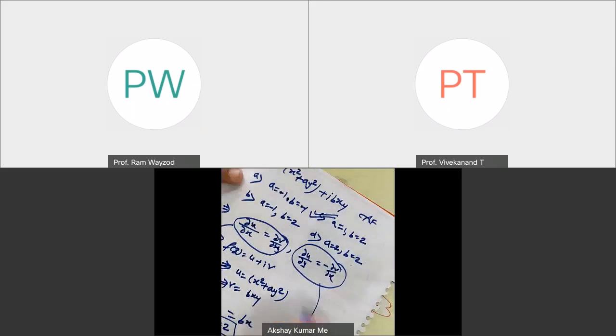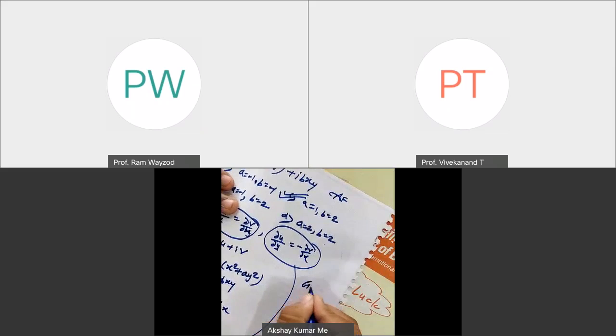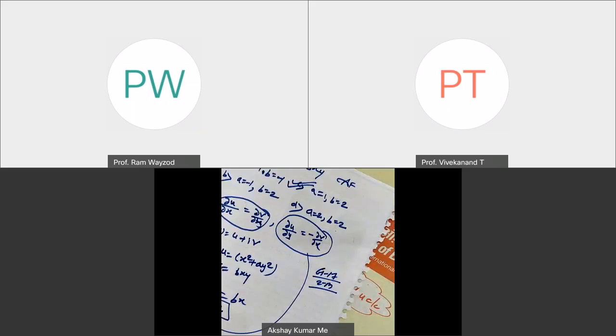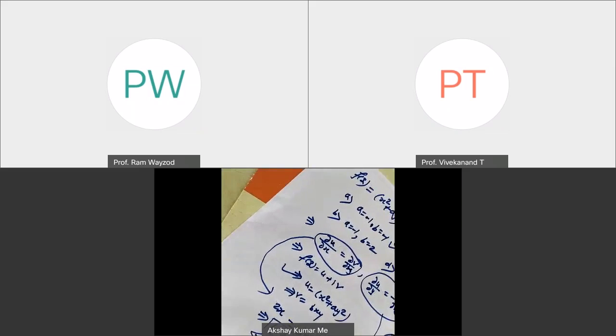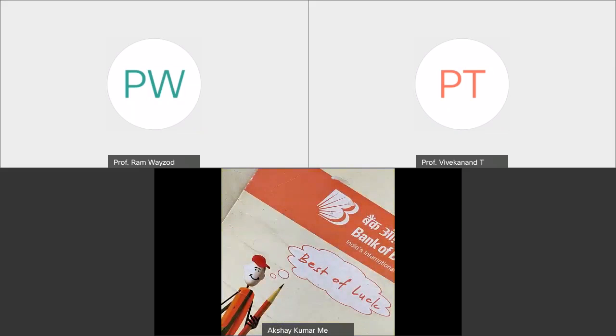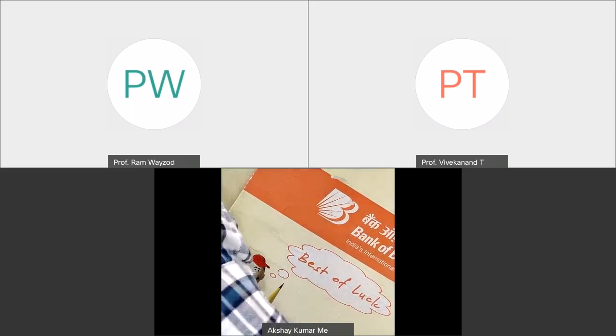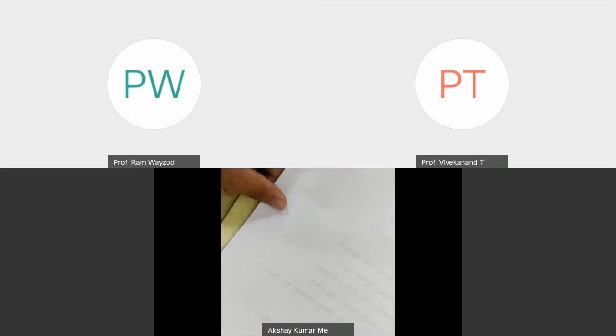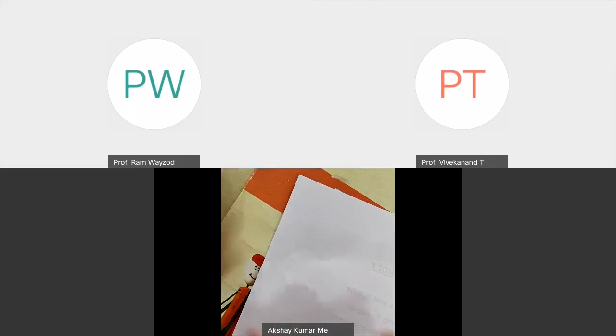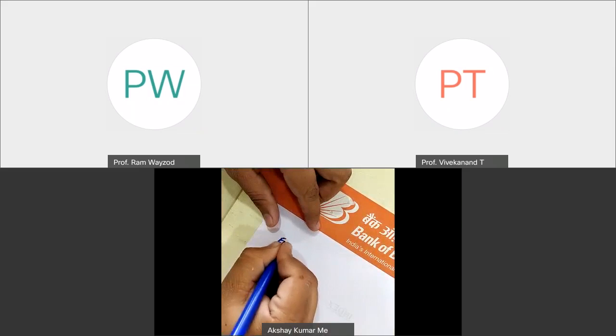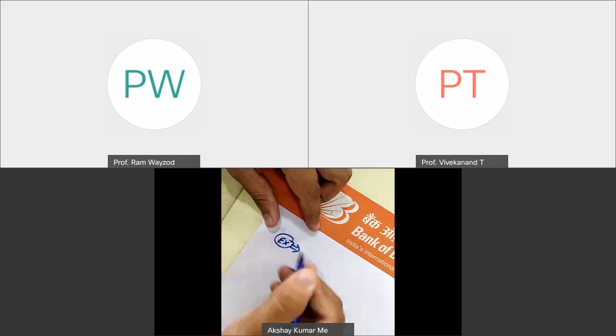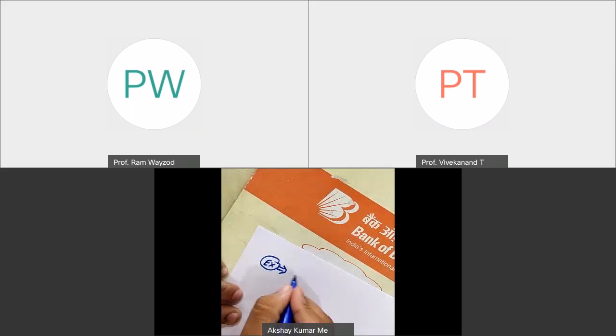This problem was asked in GATE 17 for 2 marks. So these are some examples based on previous GATE exams. Now we define some functions for complex variables. So first, the exponential function.